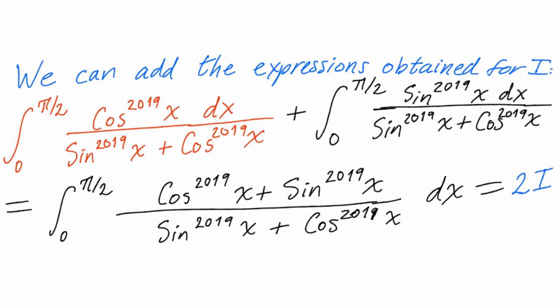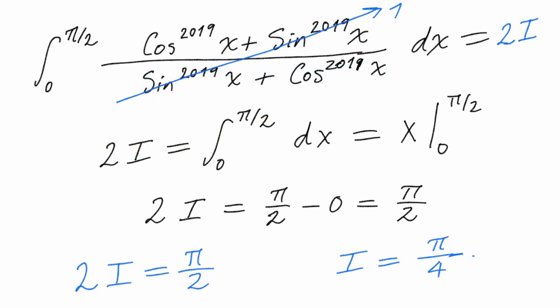As we can see, the terms of the integral have the same denominators, so we can add directly as cosine of 2019x plus sine of 2019x divided by sine of 2019x plus cosine of 2019x dx. And because both expressions are equal to I, then this sum is equal to 2I. Now this is very interesting because the expression inside the integral becomes 1.